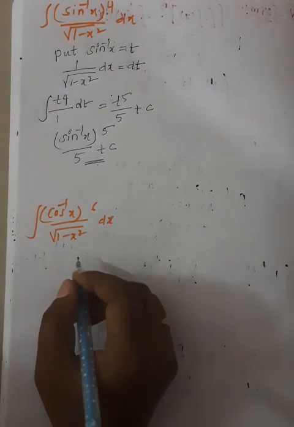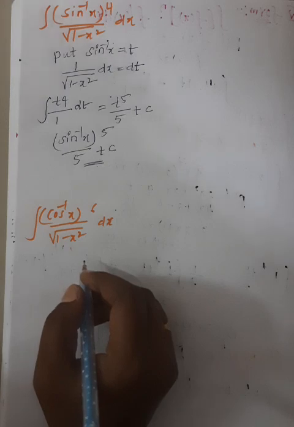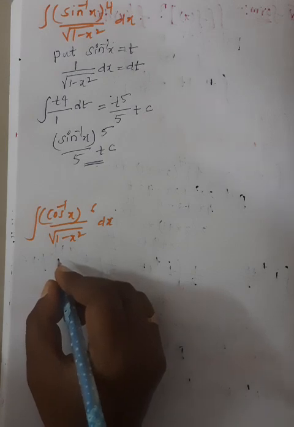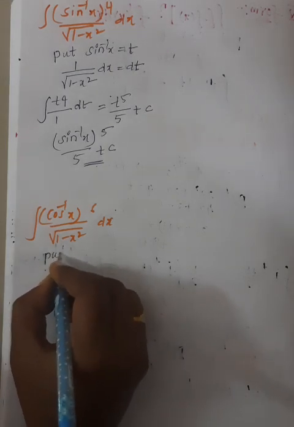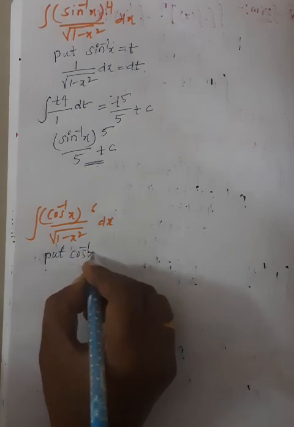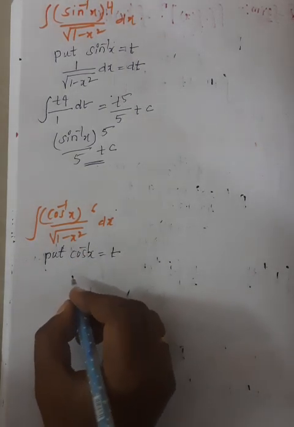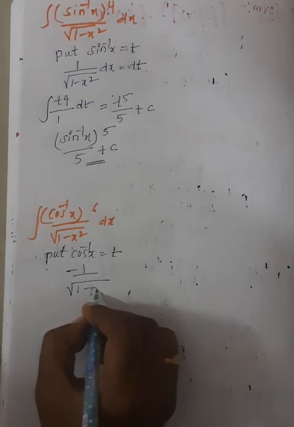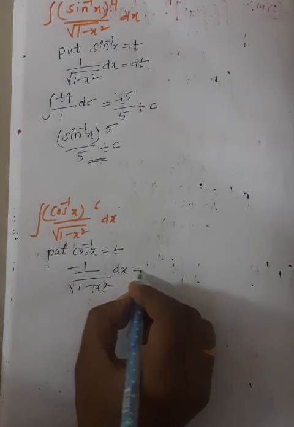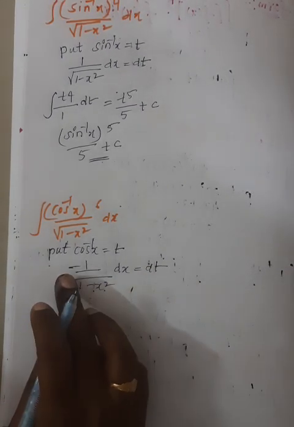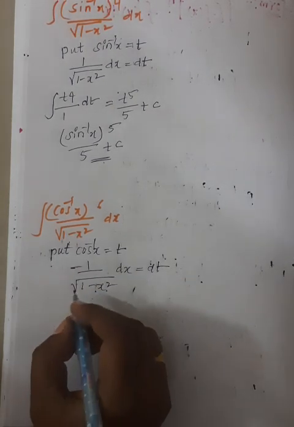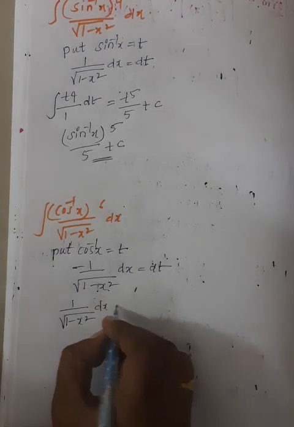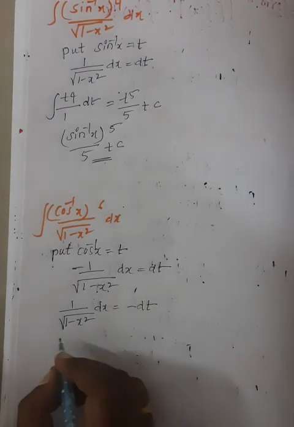Cos inverse x whole power 6 by under root of 1 minus x square dx. So here also we have to put cos inverse x as t. Cos inverse x is equal to t. Then you have to differentiate both sides, you will get minus 1 by under root of 1 minus x square dx is equal to dt. So you have to shift minus to right hand side. You will get 1 by under root of 1 minus x square into dx is equal to minus dt. Now substitute in the given question.